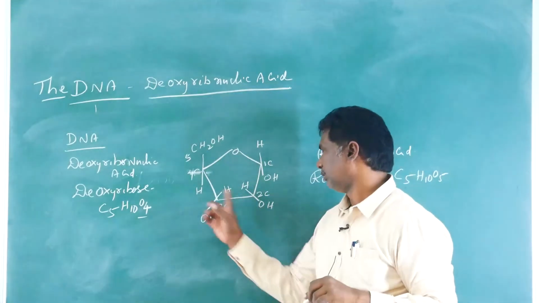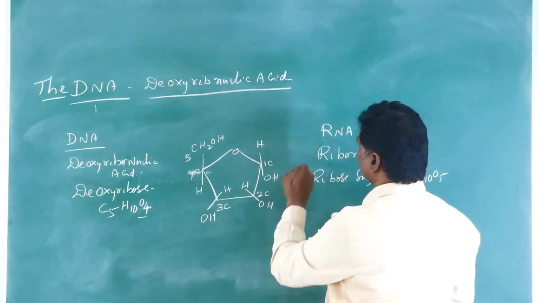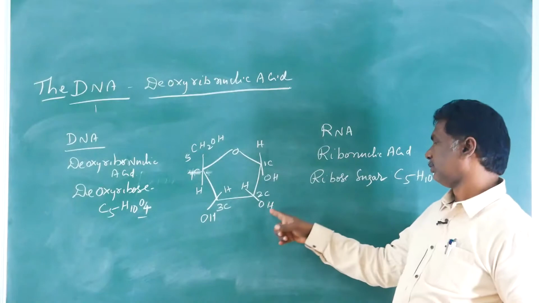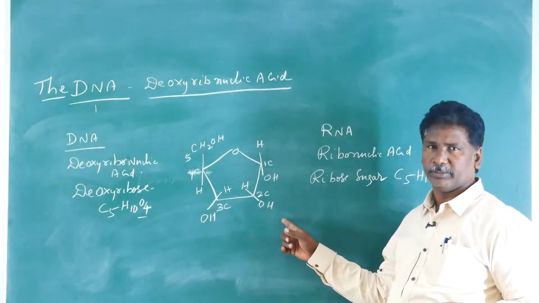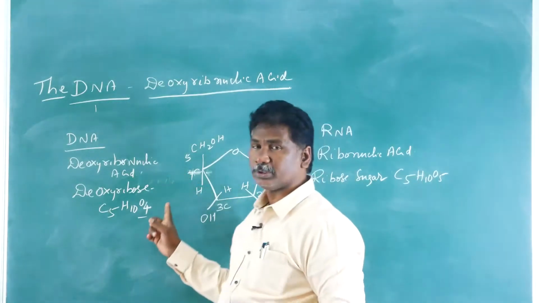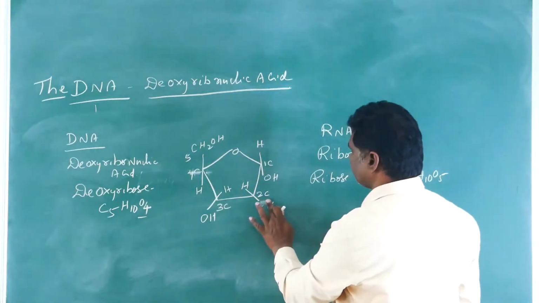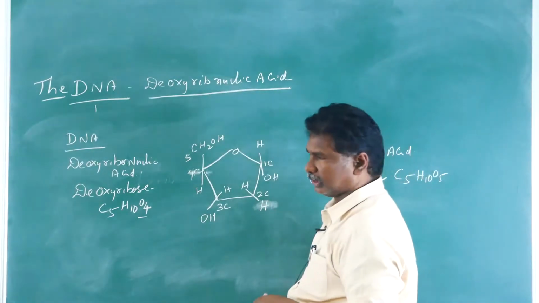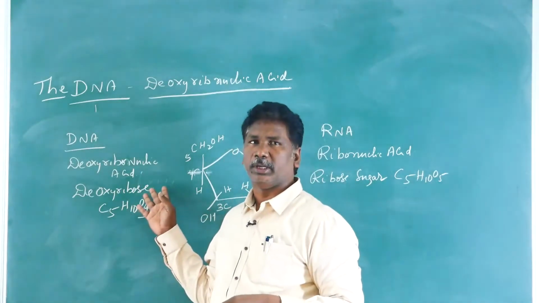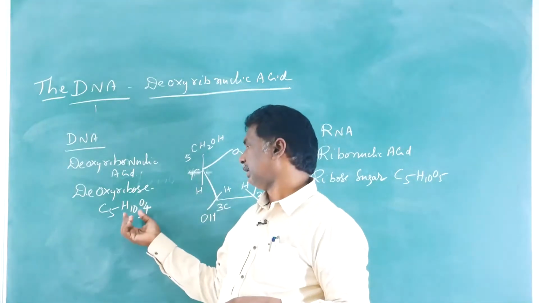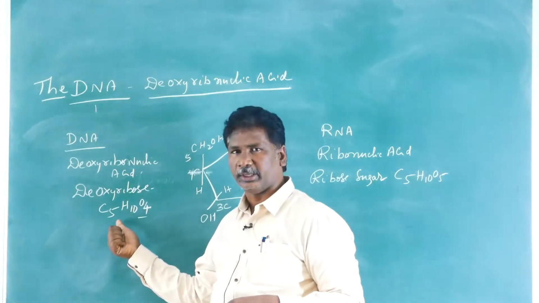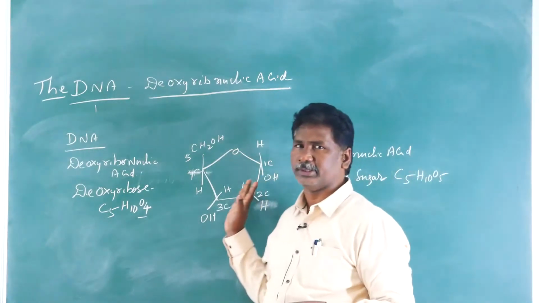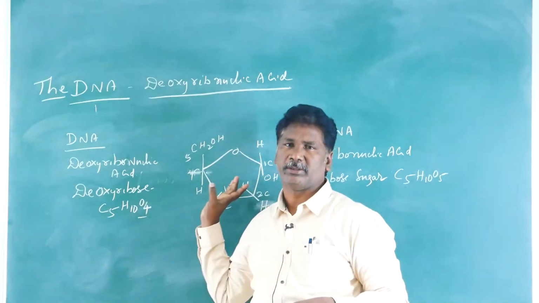In the ribose sugar of RNA, an OH group is present on the second carbon atom. But in deoxyribose sugar, that OH is replaced by only H. One of the oxygens is absent in deoxyribose sugar. That's why it is called deoxyribonucleic acid, whereas the other is the ribonucleic acid. That is the major difference, and it is there in their names also.